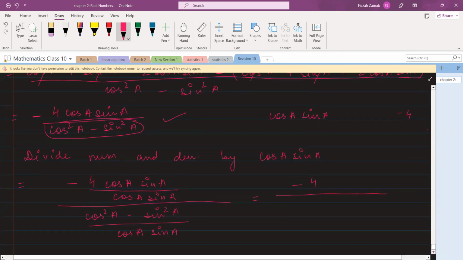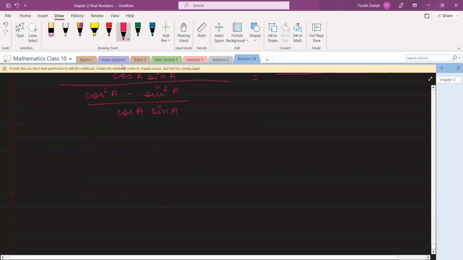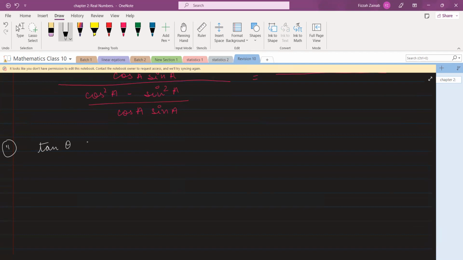Okay, let us now solve the 11th question of the assignment. So you have tan theta plus sine theta is equal to m, right? And tan theta minus sine theta is equal to, okay, sorry, one has to be n here, Hamna. Yes, ma'am. Both have been written m. Then you have to prove that m square minus n square is equal to 4 under root m into n.